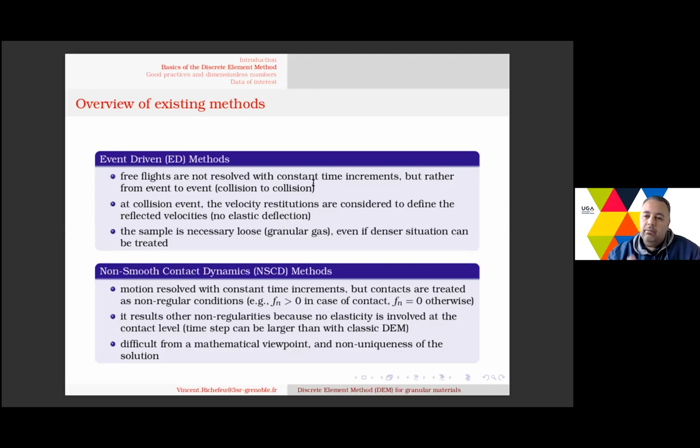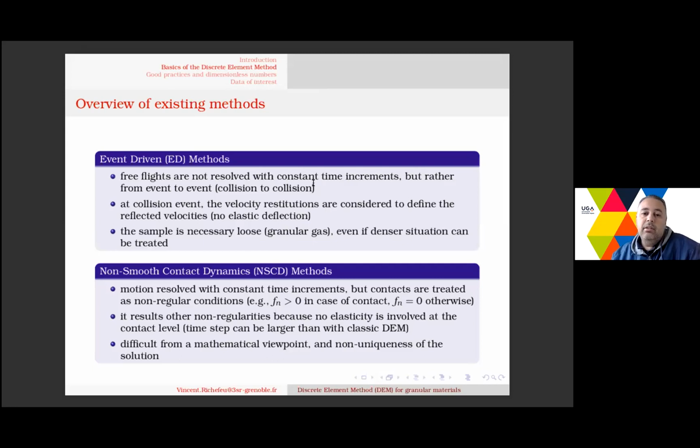And instead of advancing by constant time increments, we can advance in the simulation event by event. And what we call an event is the collision between a pair of particles. When an event happens, so a collision, we can compute the output velocities as a function of the input velocity, and by considering some restitution coefficients.